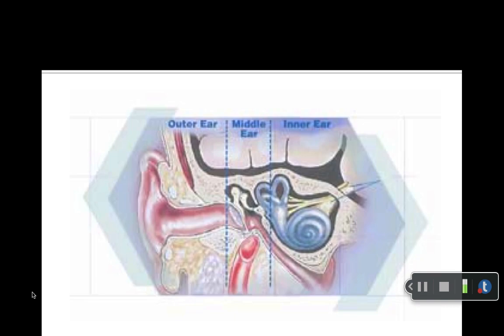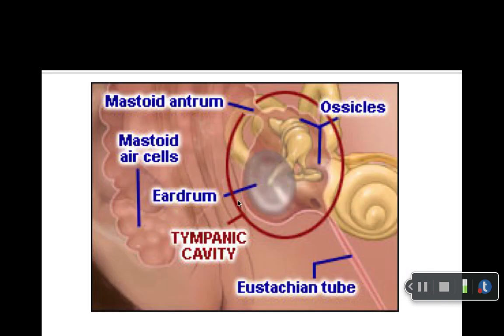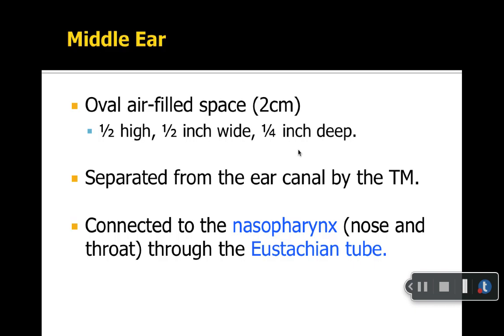Here's a quick picture of the middle ear. We finished talking about the outer ear. Here's our air-filled space, aerated by the Eustachian tube, the tympanic membrane, the malleus, the incus, and the stapes. Again, it's an air-filled space. You have your three ossicles, the three tiniest bones in your body, combined to be called the ossicles. Individually, it's the malleus, the incus, and the stapes.